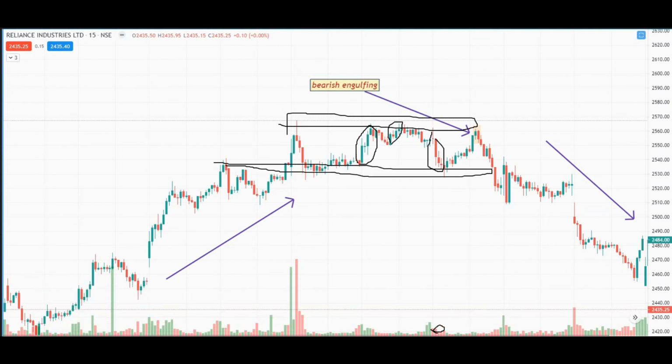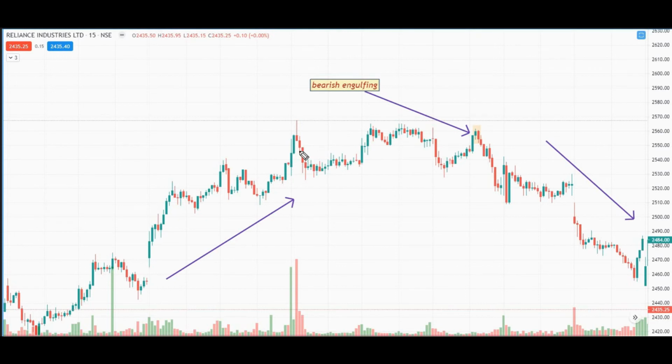Okay, so do combine multiple things. First, what is happening? Strong selling momentum first time in this uptrend with good volumes. Then buyers failed to cross this important swing high. They were trying with good volumes, but they failed.